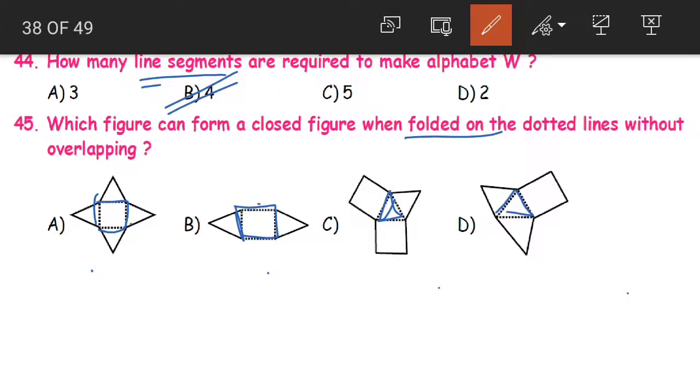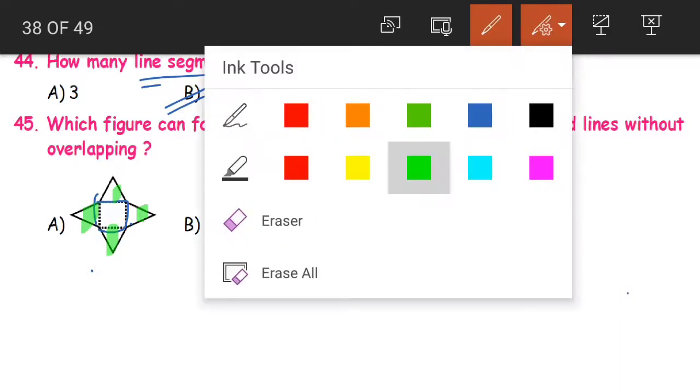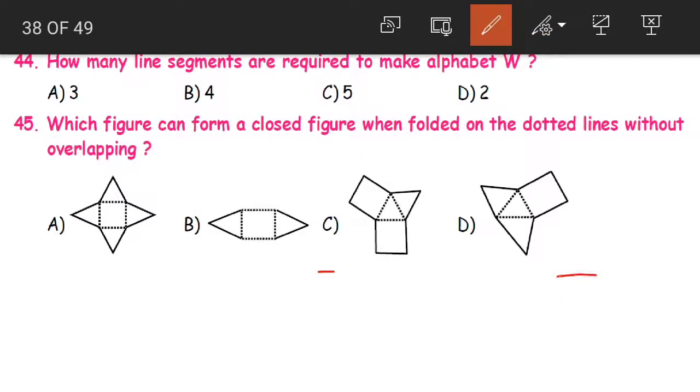This should be the base. These dotted lines should be the base, and the remaining, what are the remaining ones here? These, all these will come up. Okay, just like we are making a box. Now when we fold along these dotted lines, which of the given 4 options will make a closed figure without overlapping? Without overlapping means one side should not follow or should not overlap each other.